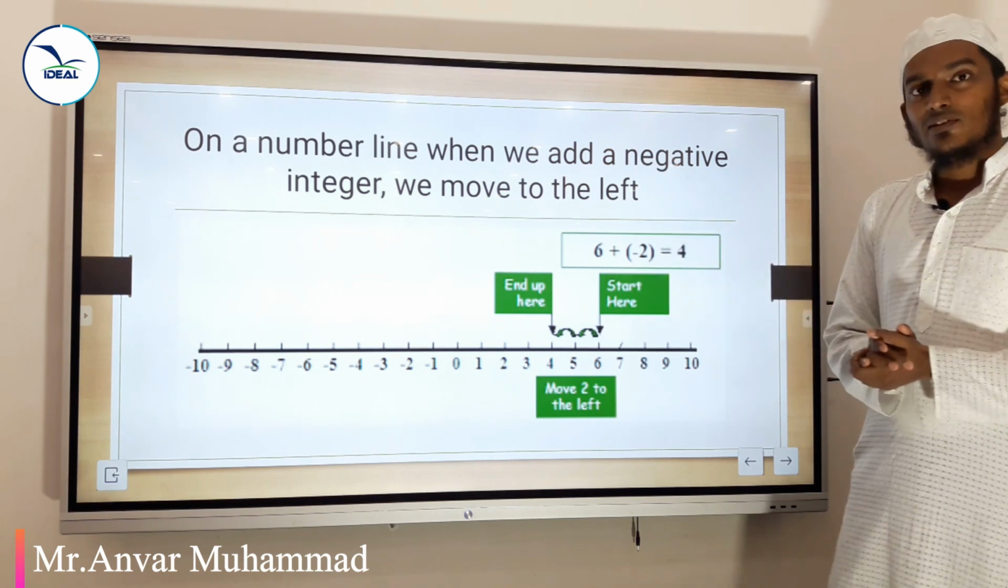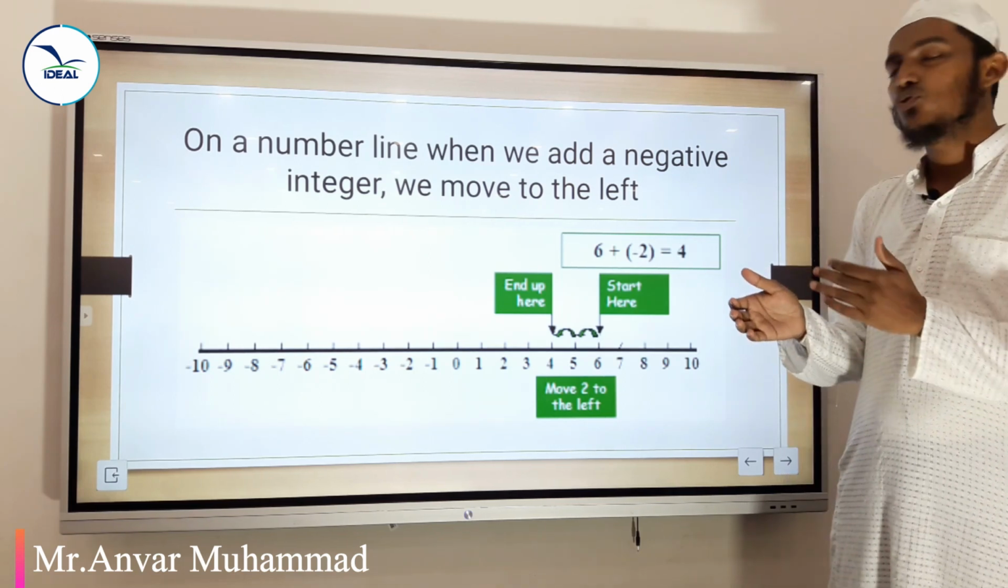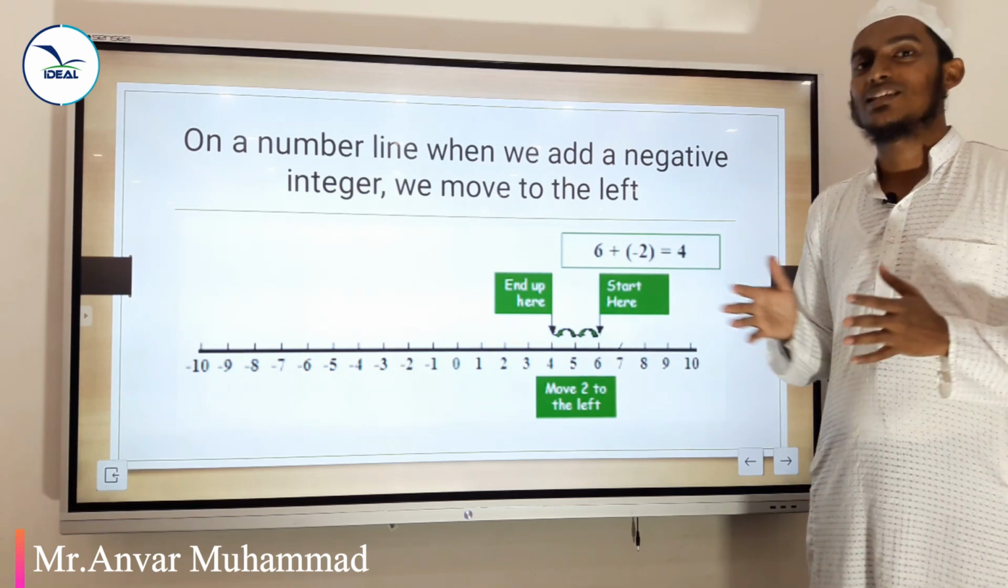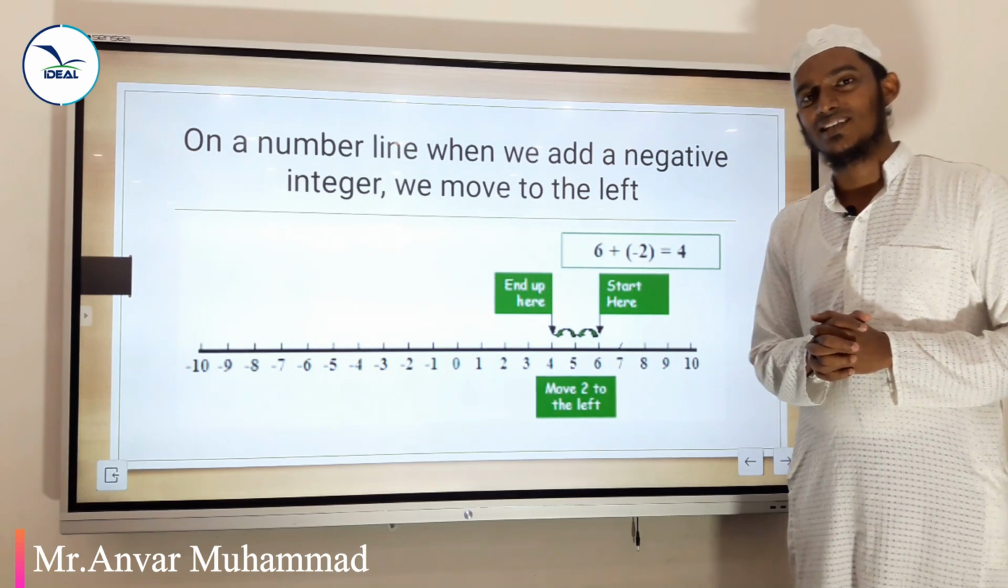So our conclusion is, on a number line, when we add a negative integer, we move to the left. That's the conclusion from this clip. I hope it's clear to you. So can we move ahead? Yes.